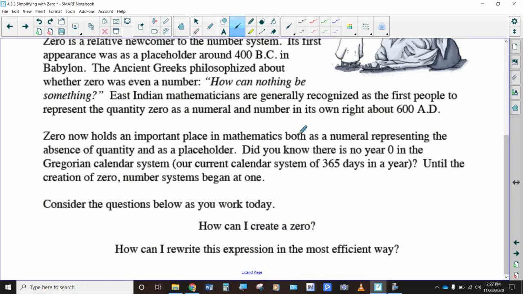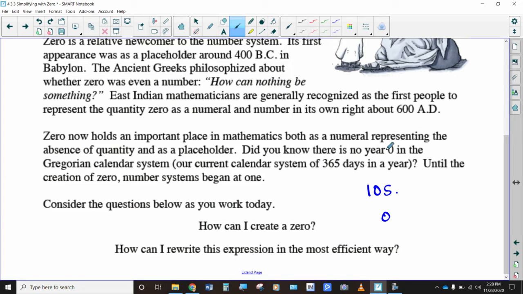So 0 holds an important place in mathematics, both as a numeral representing the absence of a quantity and as a placeholder. And by placeholder, it's like, okay, if you've got the number 501, that's like 1 one, 0 tens, that's a placeholder, and then 5 hundreds. And then an absence of quantity would just be like, how many gold bars do you have right now? I have 0 of them. So there you go. Those are those two main ways that we use the number 0 in mathematics.